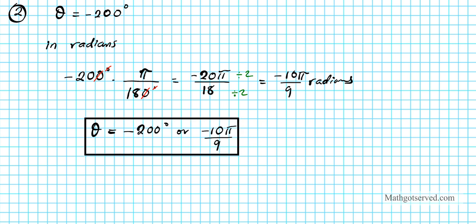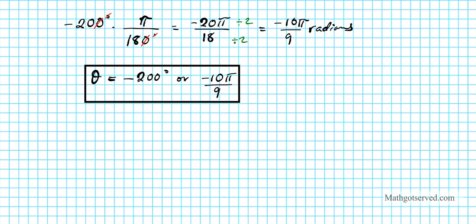Okay, so where is negative 200 degrees or negative 10 pi over 9 radians? Now let's create our coordinate system. Since our angular measure is negative, we're going in the clockwise rotational direction. Okay, so let's see. This is 0. Now we're looking for negative 200, right? So we're going to go down.